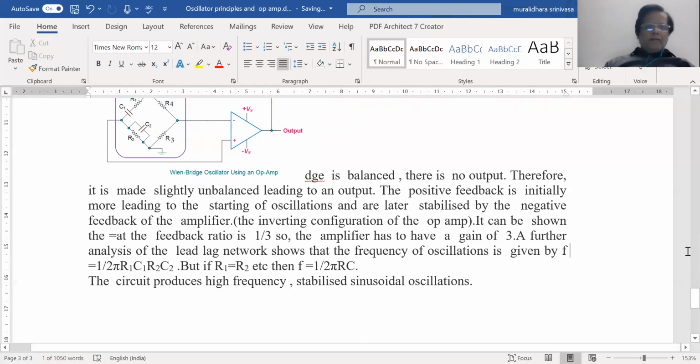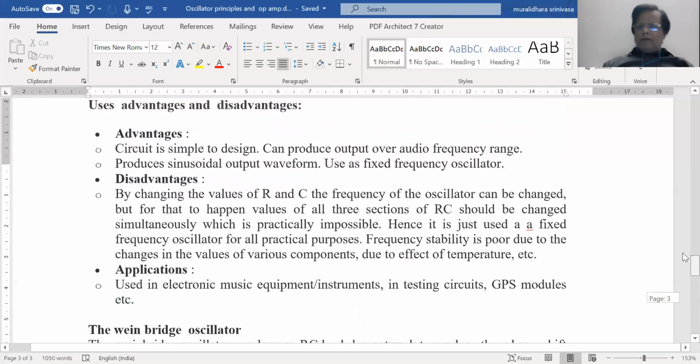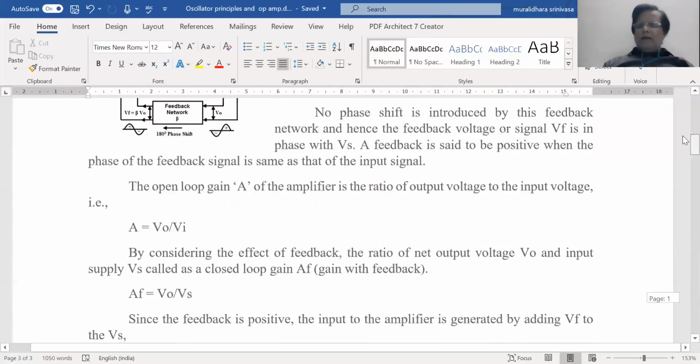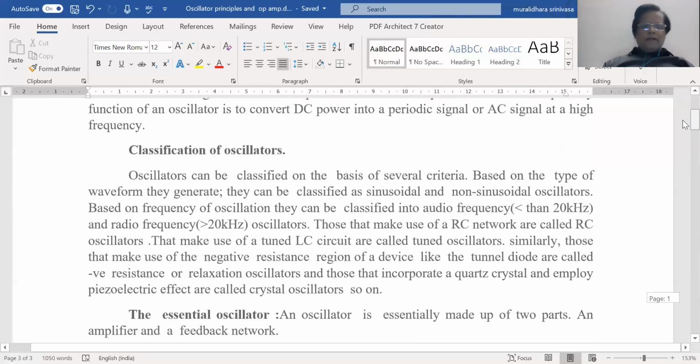The Wien-Bridge oscillator produces high frequency, stable, sinusoidal oscillations. So, this is briefly about the oscillators and the principles.